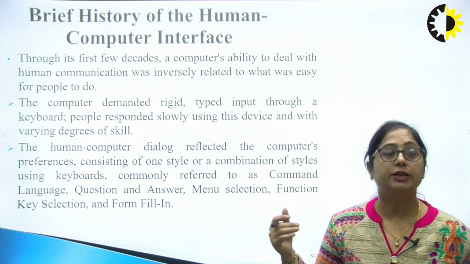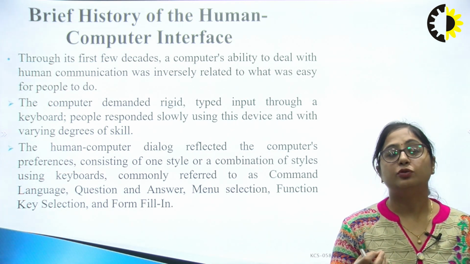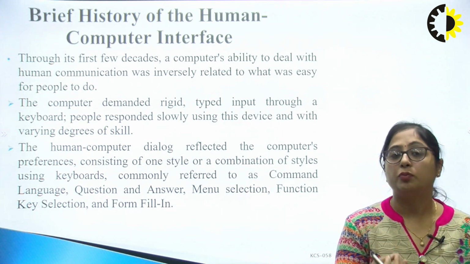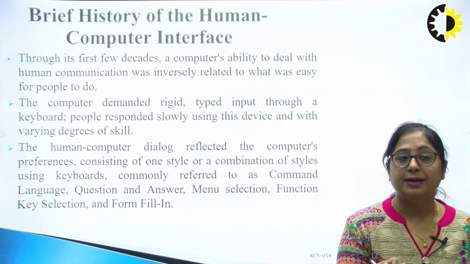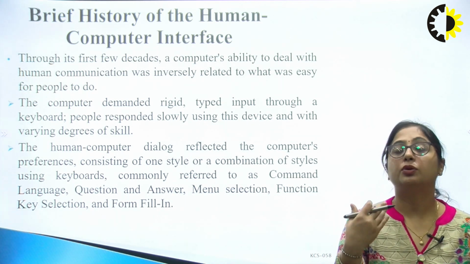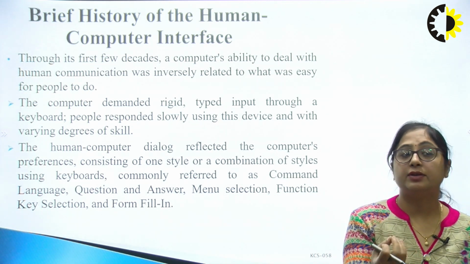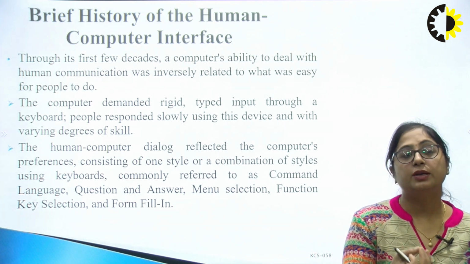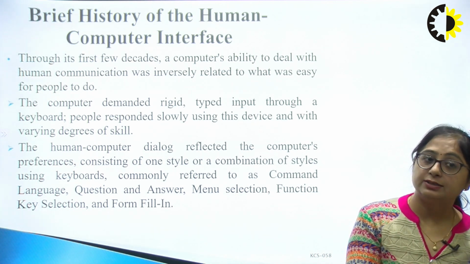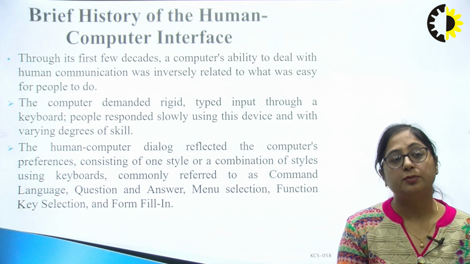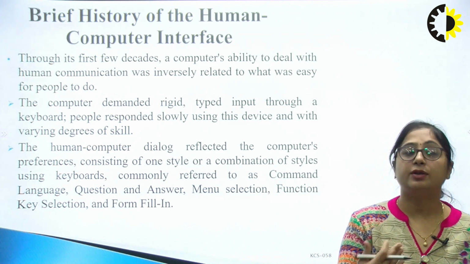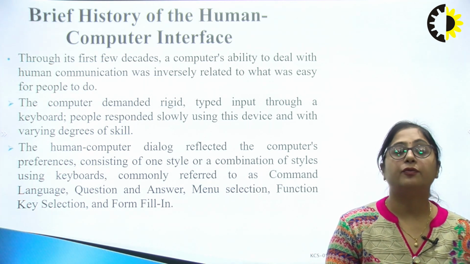In its first few decades, a computer's ability to deal with human communication was inversely related to what was easy for people to do. The computer demanded rigid typed input through a keyboard, and people responded slowly using the device and with varying degrees of skill. So the human computer dialogues reflected the computer's preference, consisting of one style or a combination of styles using keyboards, commonly referred to as command language, questions and answers, menu selection, function key selection, and form fill-in.